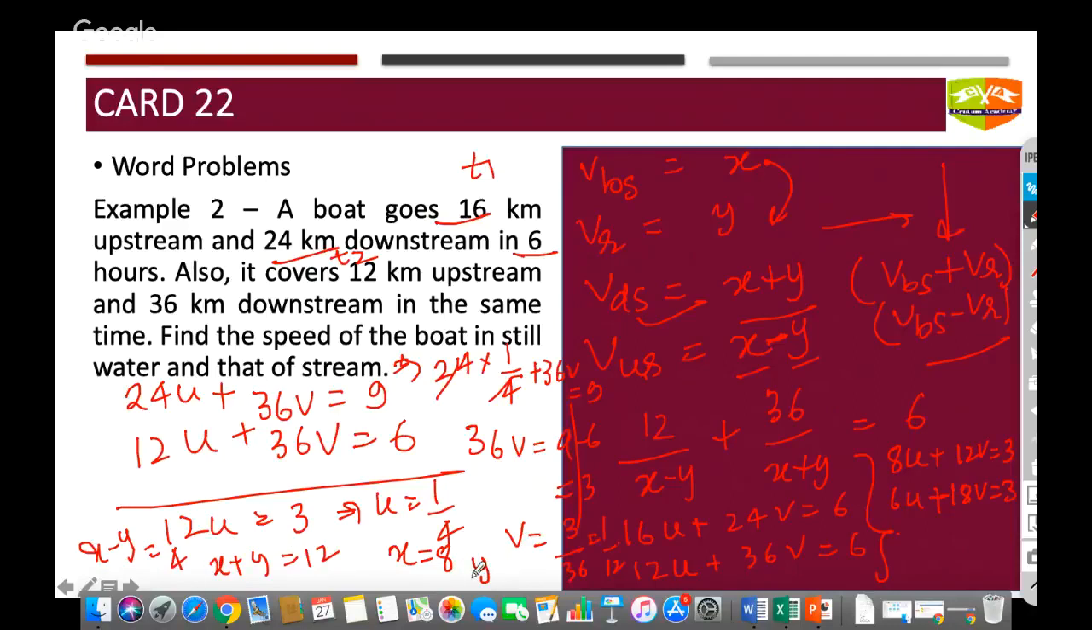2x is equal to 16, so x is equal to 8, and y would be equal to 4. So x, which I have assumed to be V_BS, is 8 kilometers per hour and y is 4 kilometers per hour. So that is how you have to solve these kinds of questions.